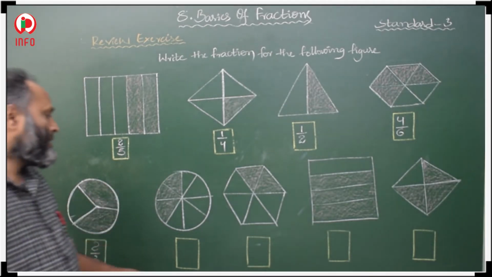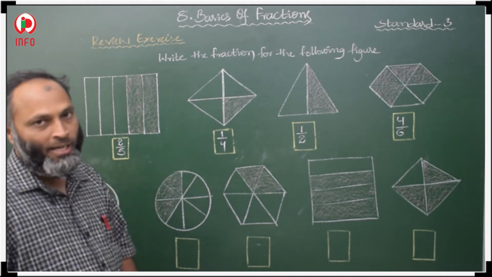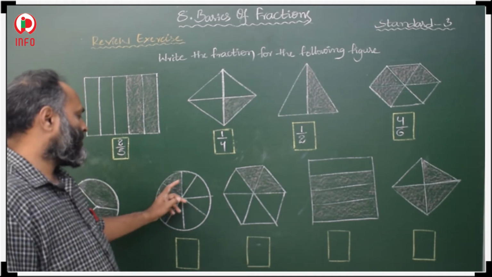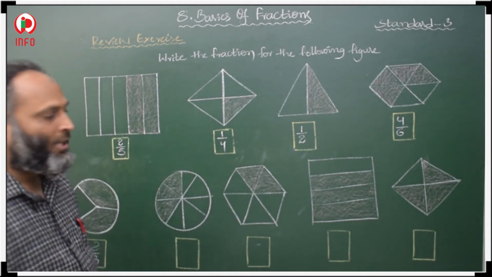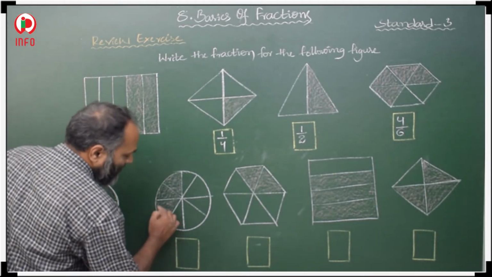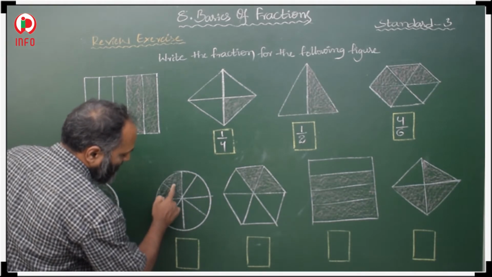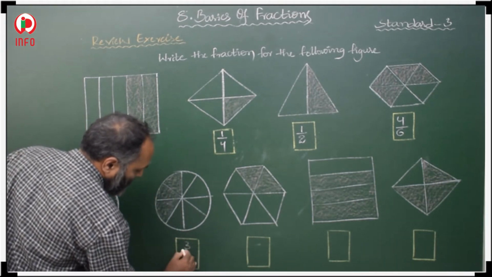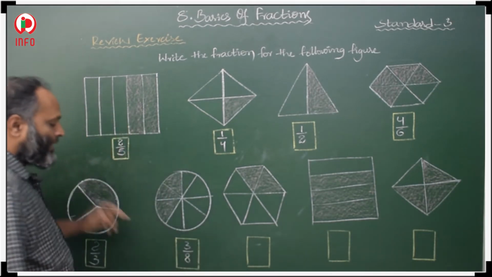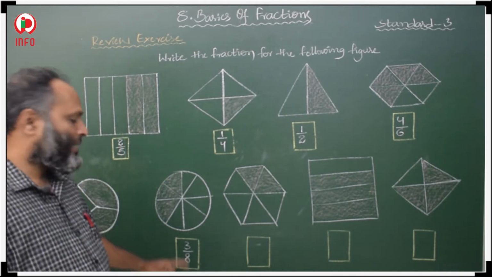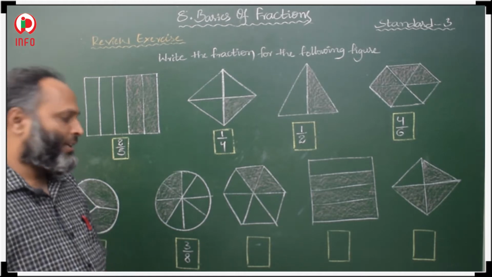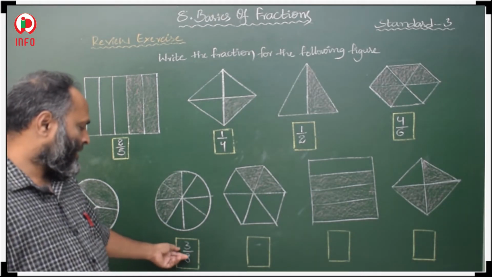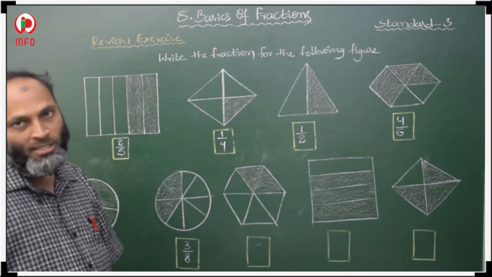Again, this is a circle divided into 8 equal parts: 1, 2, 3, 4, 5, 6, 7, 8. Total parts: 8. Of these, the shaded parts are 3. So it is 3/8. In a total of 8 parts, 3 parts are shaded. The shaded portion is 3/8. This 3 is the numerator and the total parts is the denominator.